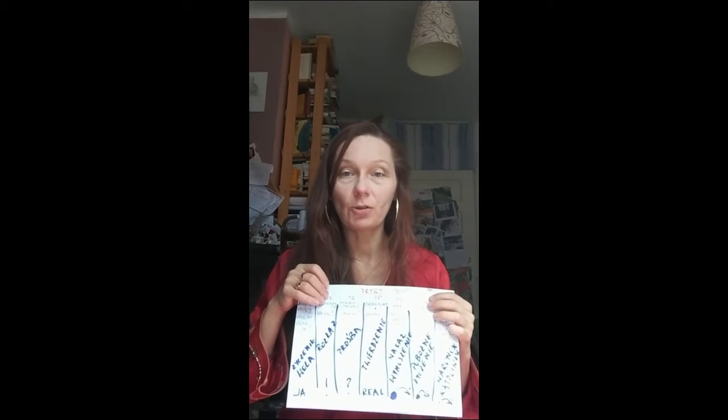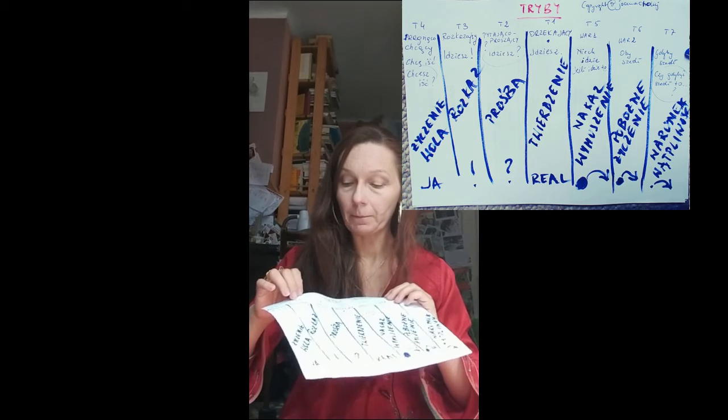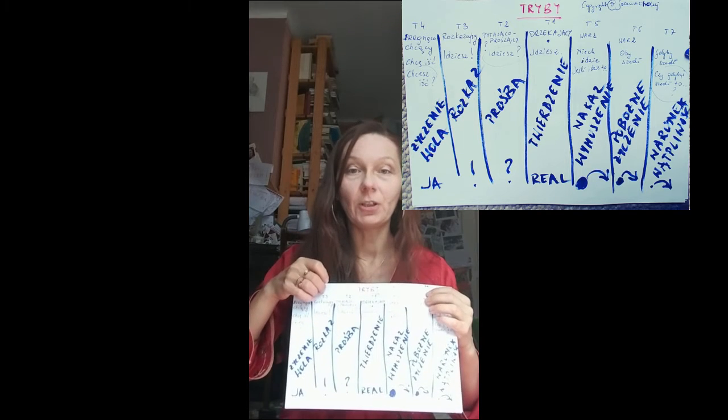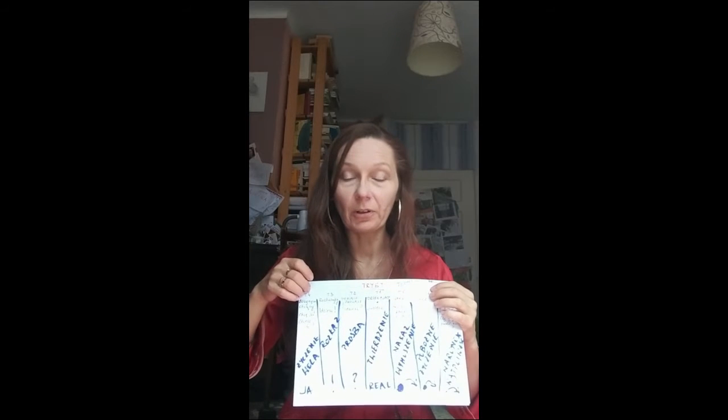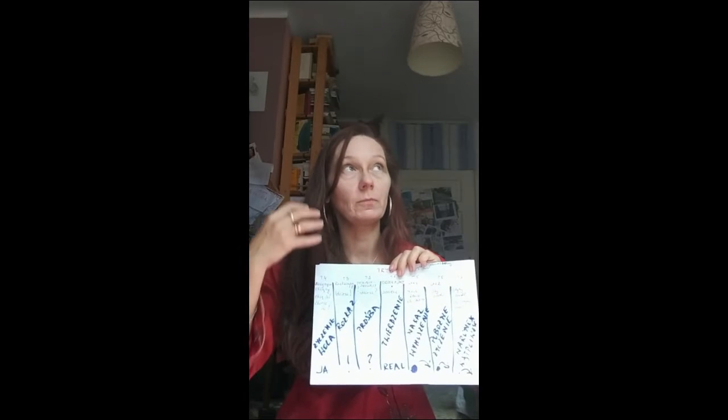Here I call it T, it goes for tryby, because tryby in English is moods. So in my grammar, T3, meaning mood number 3, and 4 are the moods that we are going to talk about today. So let's start maybe with imperative, because I think it's a little easier. But let's review in order to get the whole picture.